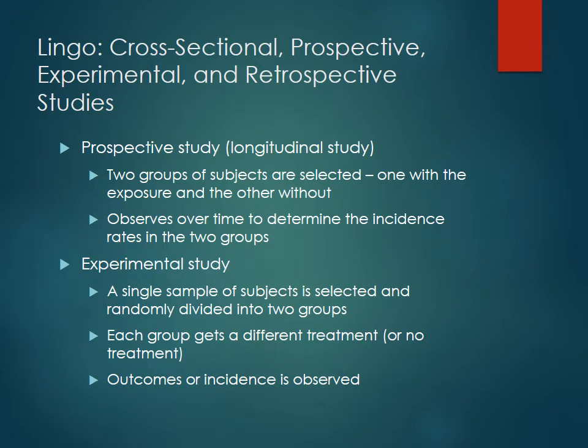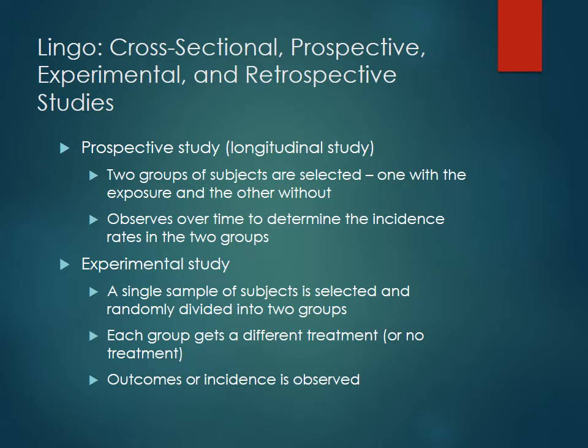So we mentioned prospective studies. The most frequently that you'll see are going to be two groups of subjects that are selected, usually one with an exposure and one without, and then you're going to be observing over time to determine the incidence rates for the two groups, right? So you're not really looking for prevalence, because prevalence is more done as a single time period, versus incidence will be the new occurrence of your outcome.